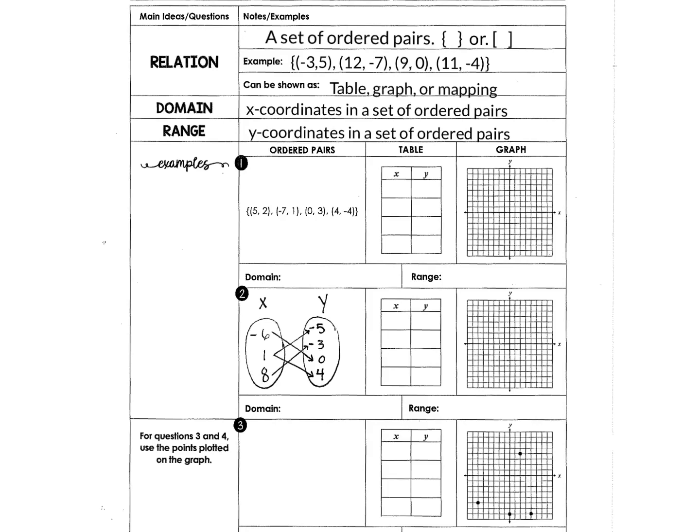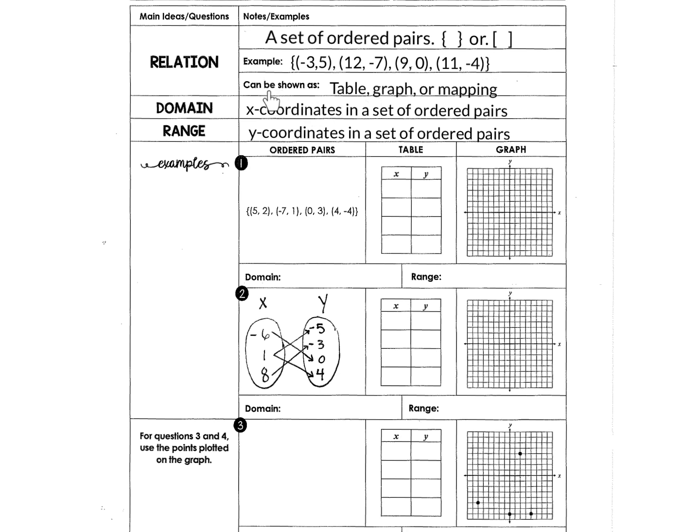A relation is a set of ordered pairs. You can either use these kind of brackets or these kind of brackets to write your ordered pairs in. An example would be these four ordered pairs. Notice there's brackets and brackets on either side.